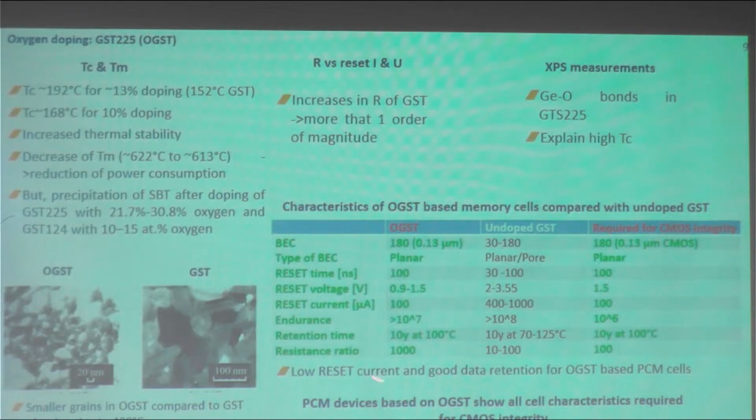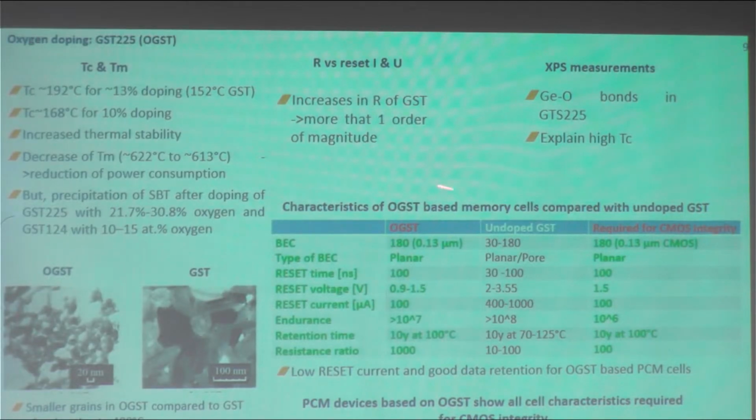Oxygen is very effective for doping of GST. The problem with such data is that you cannot find how much oxygen they introduced to the GST, because it's mainly done by the companies, and they never tell you how they prepared this material, and this is the huge problem.